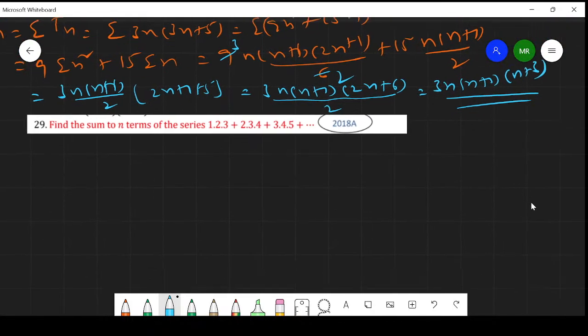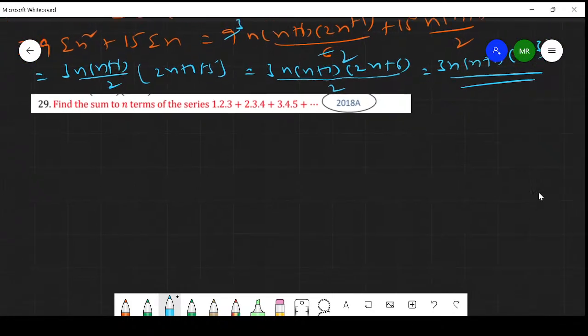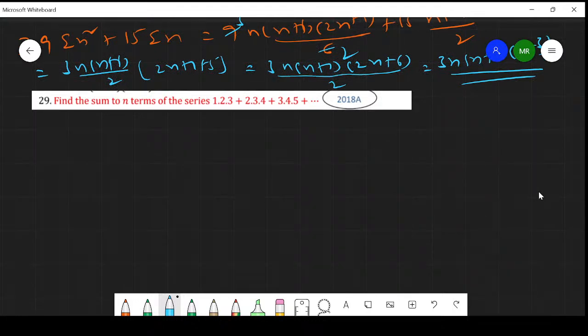Now my expected question is question number 29. I am expecting question number 29, they may give. Maximum chances are there to ask this question. Simple problem. Find the sum to n terms of the series.